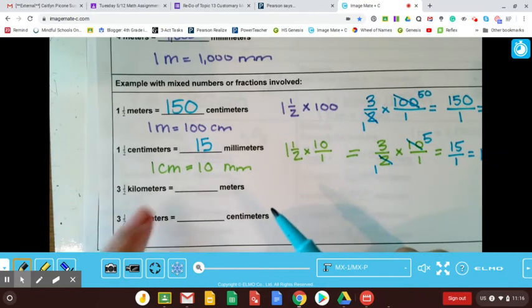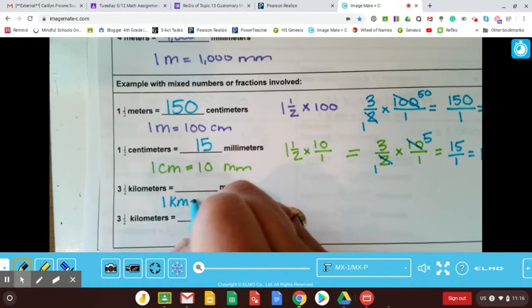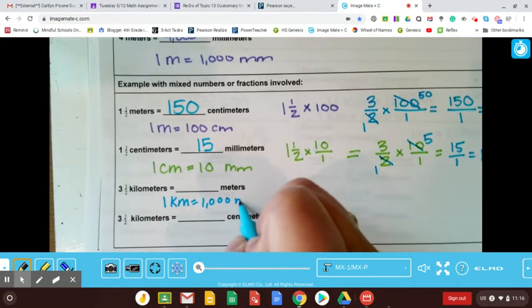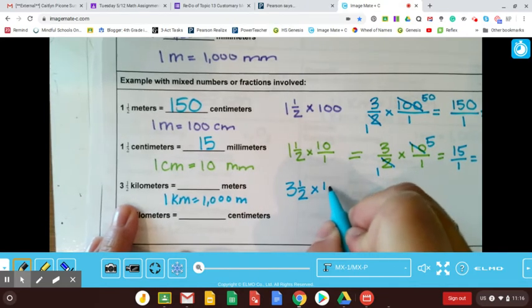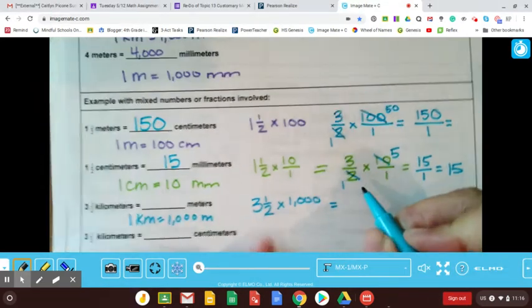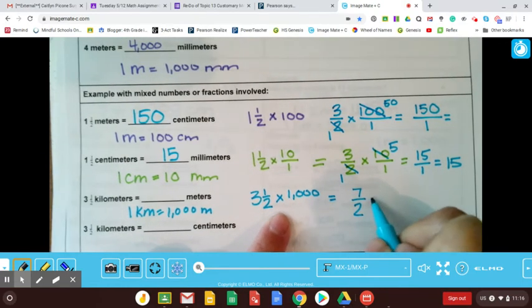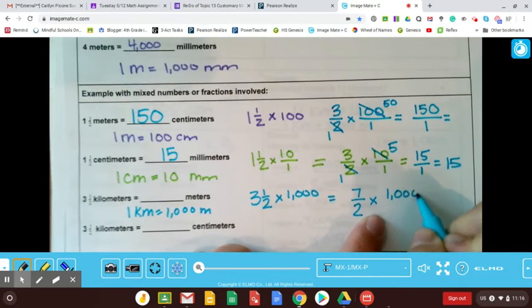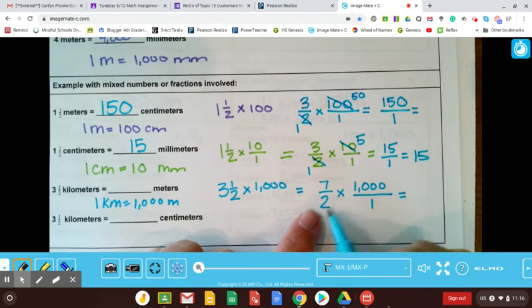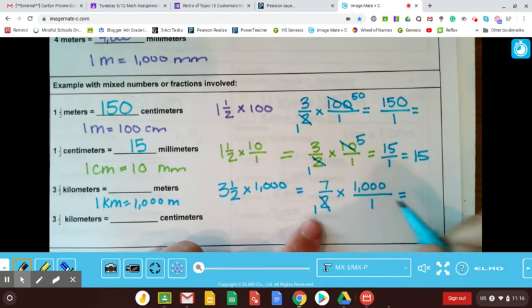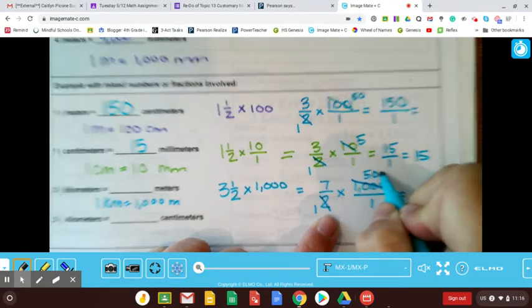All right, 3.5 kilometers equals how many meters? Well, 1 kilometer equals 1,000 meters. So I'm going to have to multiply 3.5 times 1,000. So I'm going to do 2 times 3 is 6 plus 1 is 7. So I have 7 halves times 1,000 over 1. Okay. Can I cross cancel? Yep, I can divide by 2. And 1,000 divided by 2 would be 500.